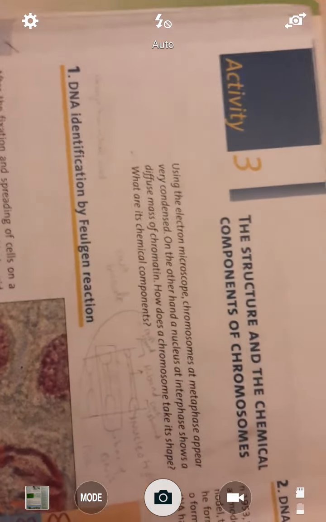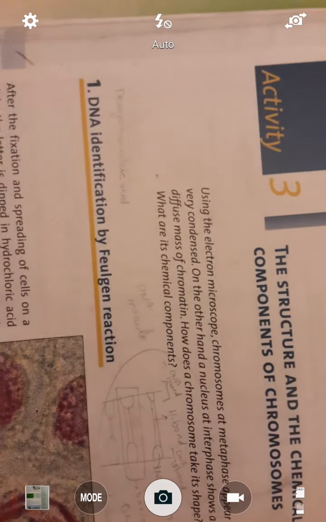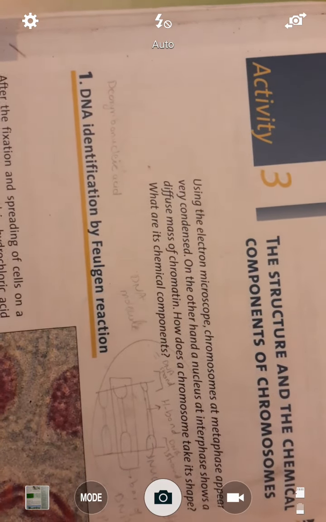Today I'm going to continue what we explained last time about the structure and the chemical components of chromosomes, okay? Now, we said that chromosomes are best visible at metaphase because they are in the condensed state, okay?